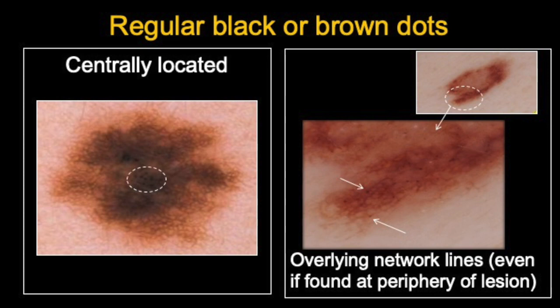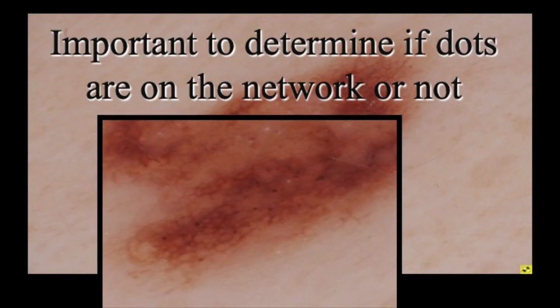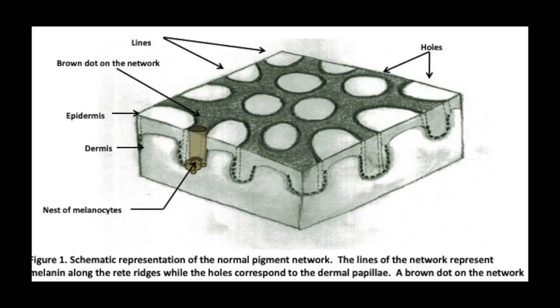If you see the network lines and you see the dot right on top of the network lines, that is also considered typical. And then here is the lesion. If you look close up, you see the dots right on top of the network line. Normal, what do they represent? They represent a small cluster of nevus cells at the tip of the rete ridge. Okay? And that projects onto the network as a little brown dot. That is the hallmark of a benign nevus.